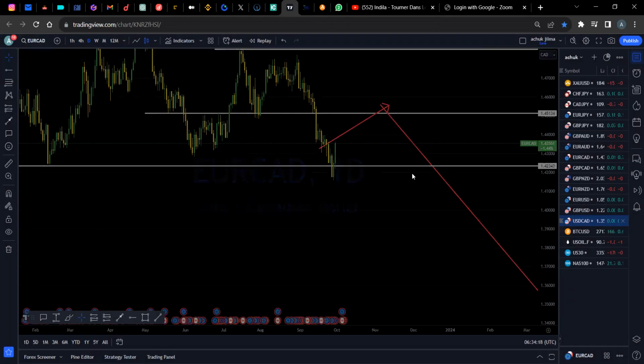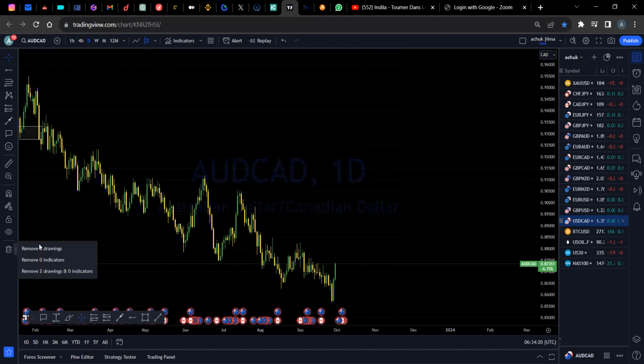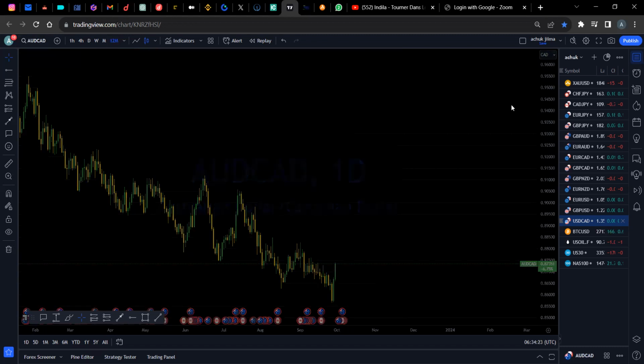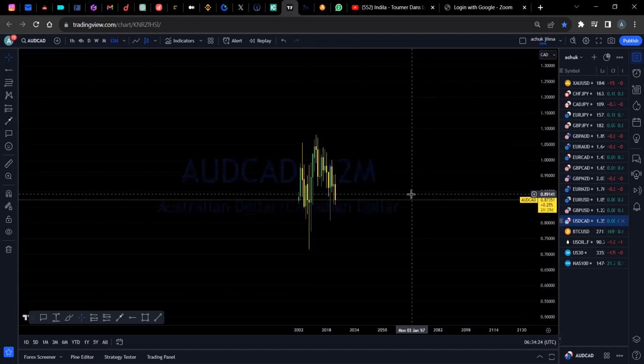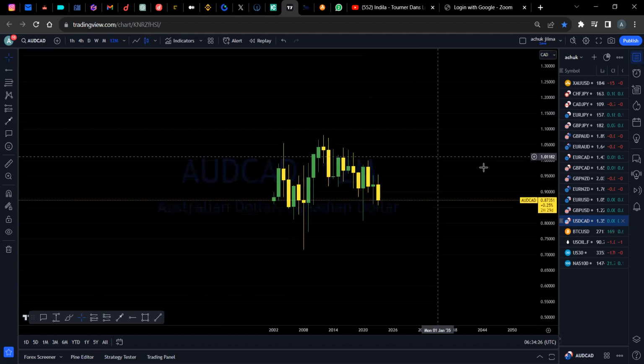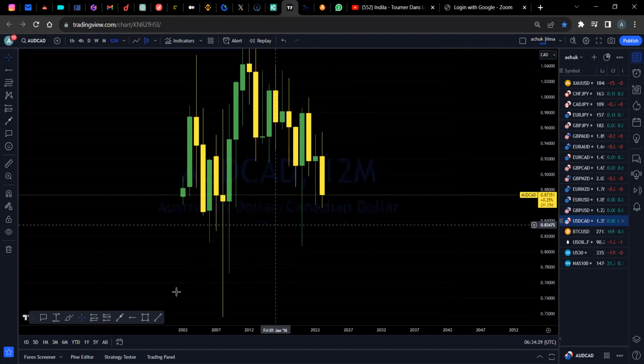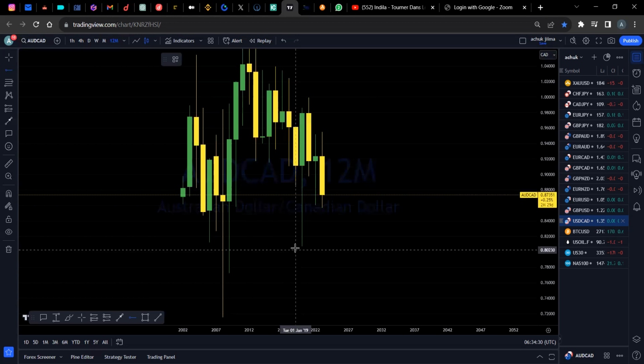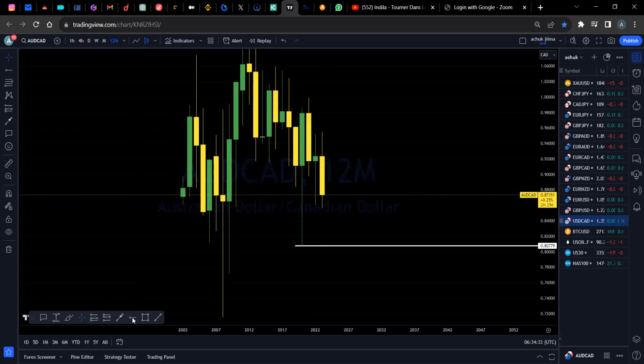Okay, so how is AUDCAD looking on the bigger picture? So bigger picture again, it's very bearish. The CAD is strong, the same way the CAD is strong with the Euro. CAD with the Aussie is also strong. We are very bearish, heading all the way to these lows here.